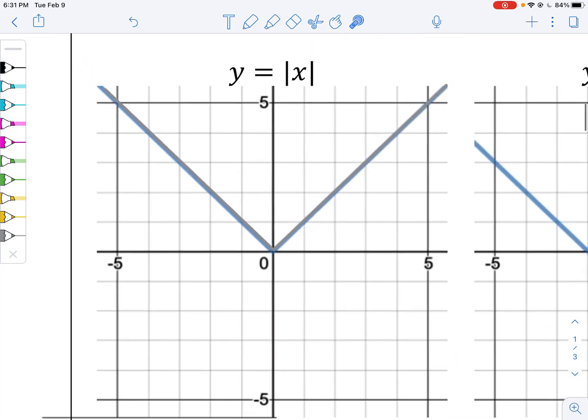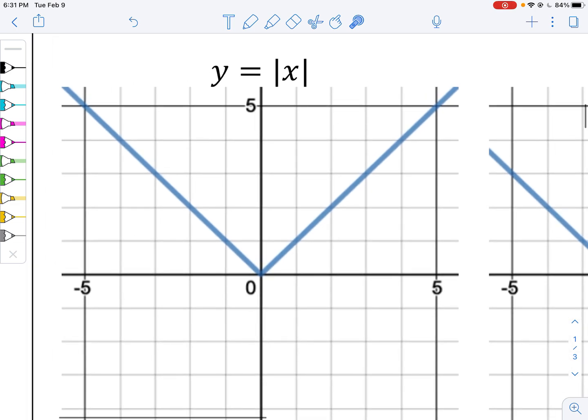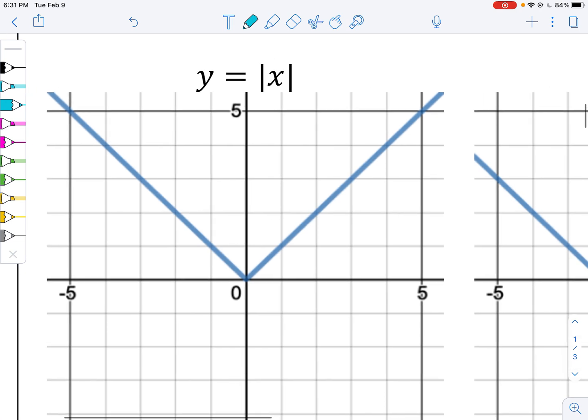So here is our parent function y equals |x|. It is just this guy right here. And by that, I mean y equals the absolute value of x. You'll notice that when I graph it, the absolute value of 0 is 0. The absolute value of 1 is 1. The absolute value of 2 is 2. The absolute value of 3 is 3, and so on. So on this side, we have basically the graph y equals x.